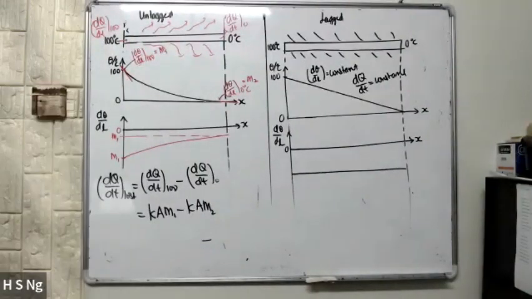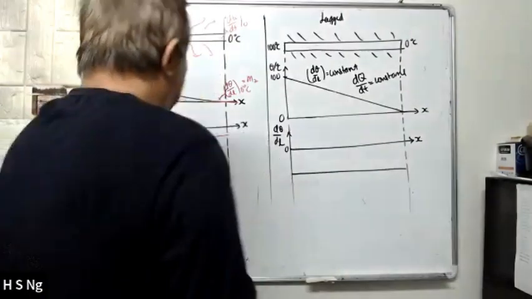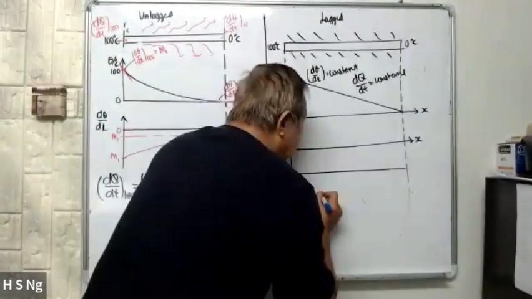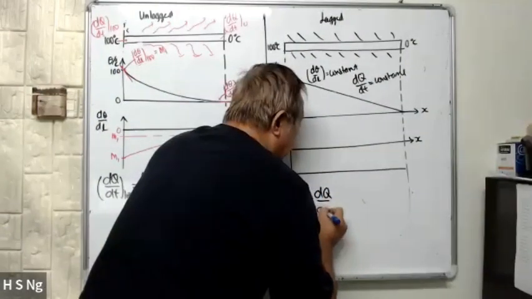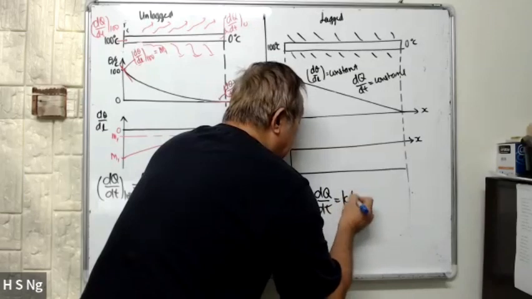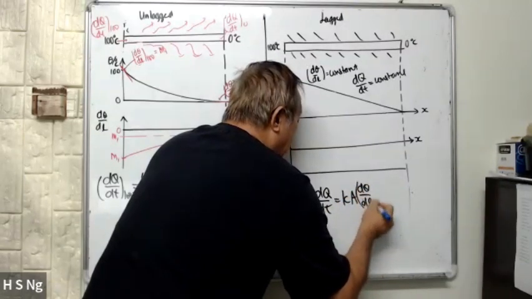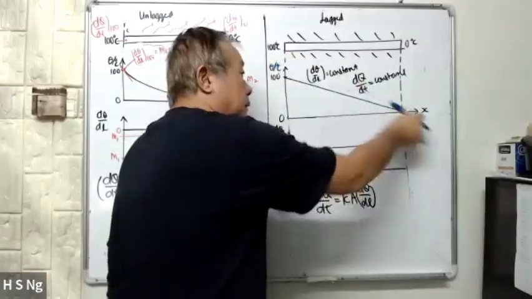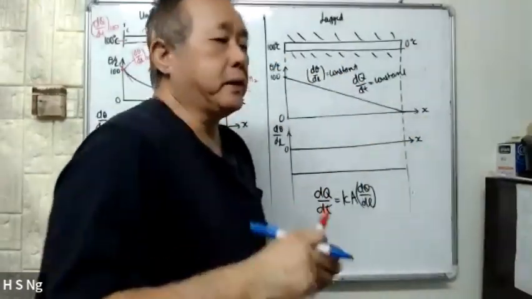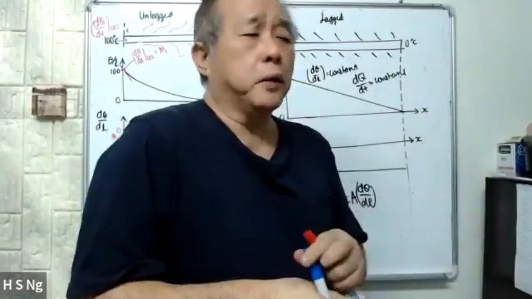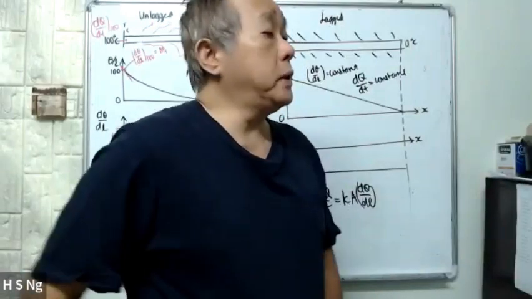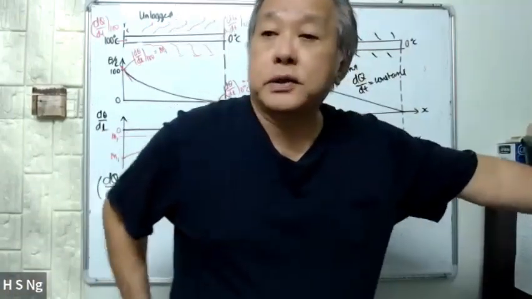So there's a difference between lagged and unlagged bar, because here the rate of heat flow is just KA dθ per dl, which is a constant. So the temperature gradient is actually the gradient of the temperature against length or distance graph.